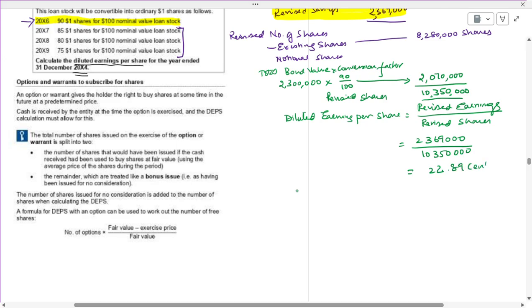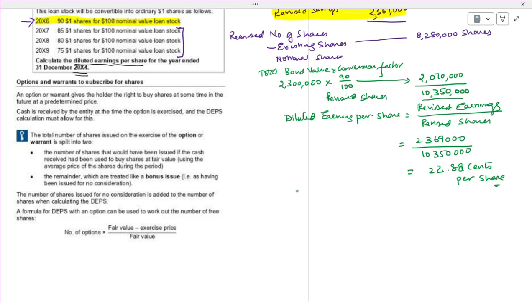22.89 cents per share. Yeah, 22.88. 22.88, yeah. Little bit heavy now, Mazin. Little bit, yeah. We need to practice it twice. It will be fine. Okay.